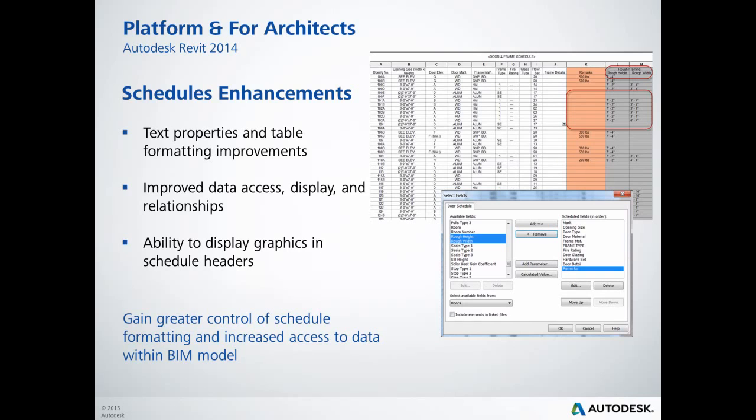Improvements to the schedules will help you with enhanced text and table formatting for better customization, as well as give you more intuitive access to parameters as well as text properties. And table formatting improvements really help give you more control to make your schedules look the way you want. You have the ability to display graphics in the header section of the schedule, along with conditional formatting improvements, which can now be seen on the sheet and printed. The benefit is that you gain greater control of schedule formatting and increase access to data within BIM.